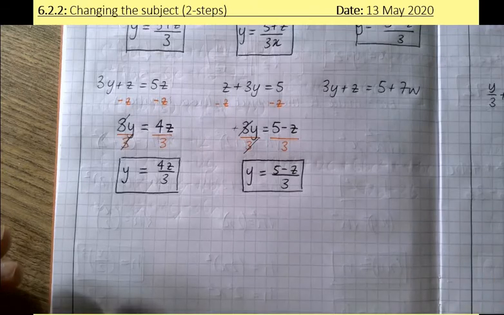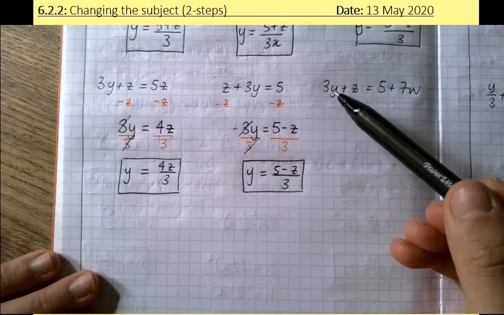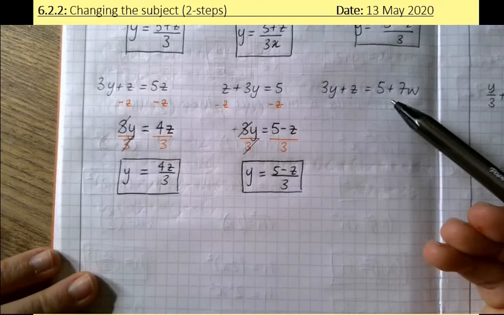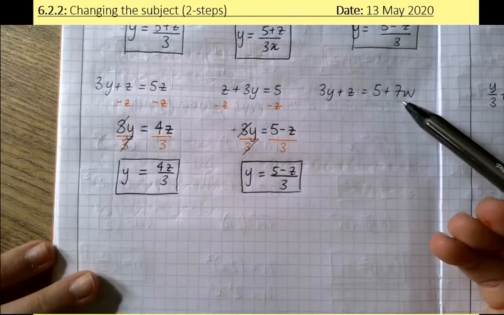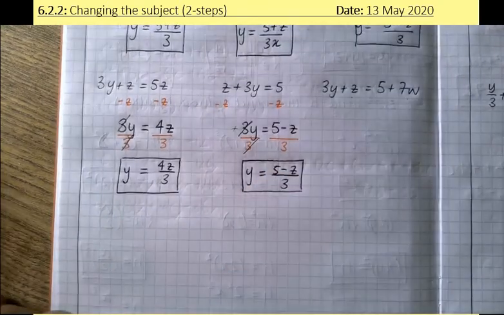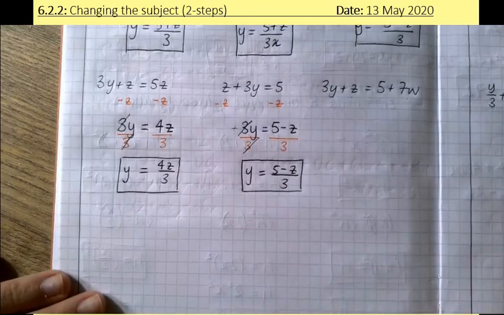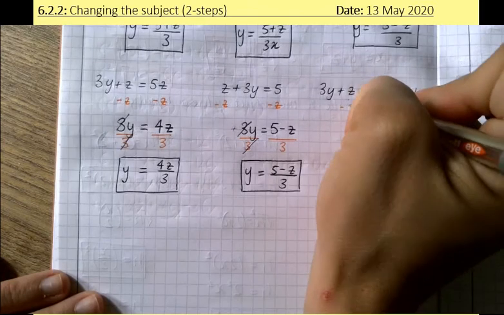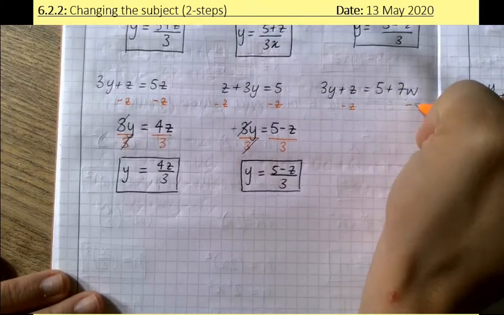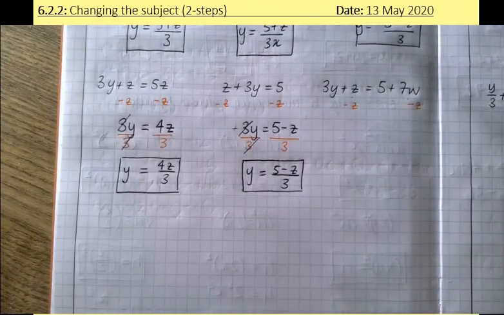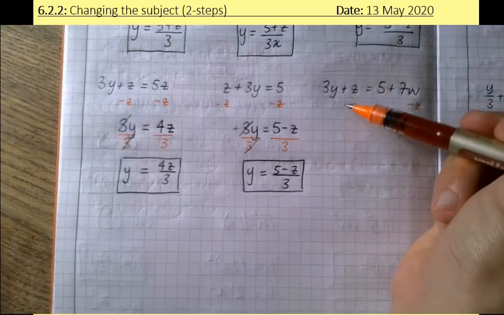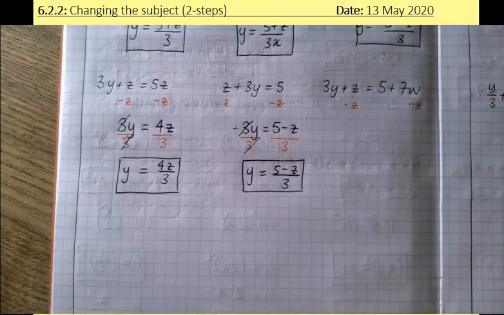And the last one, we have 3y plus z is equal to 5 plus 7w. So again, the y, which I want to make the subject, is being multiplied by 3, and then z is being added to it. So I'm going to sort out this add z first, and to eliminate plus z, we subtract z, and we must do it to both sides of the equation.